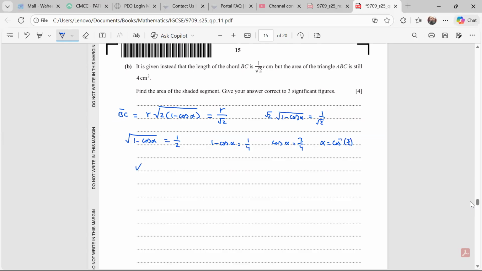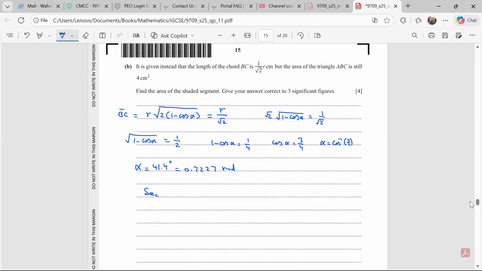So this alpha comes out to be, I calculated alpha using a calculator, so it is 41.4 degrees. And in radians, it is 0.7227 radians. Okay. So now I'm ready to find the area of this sector.